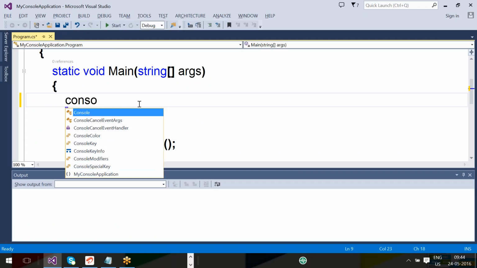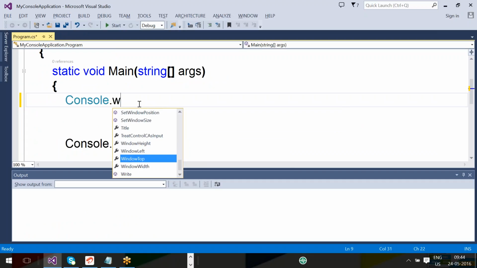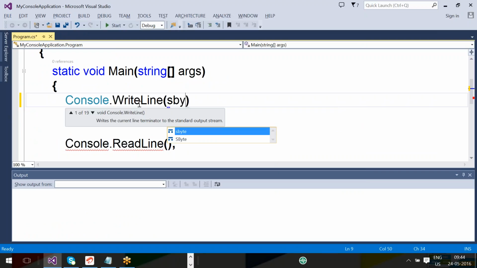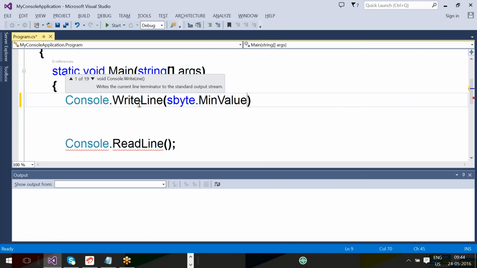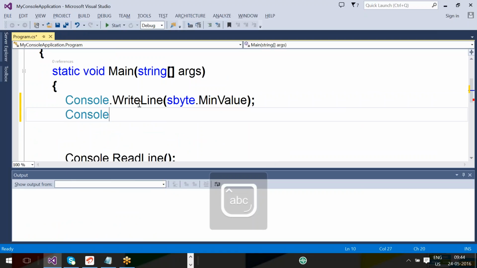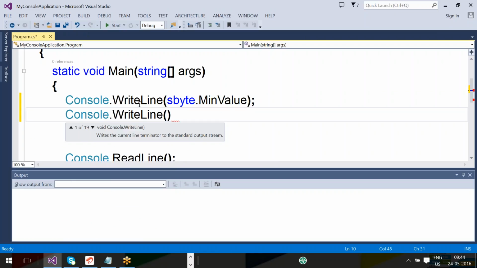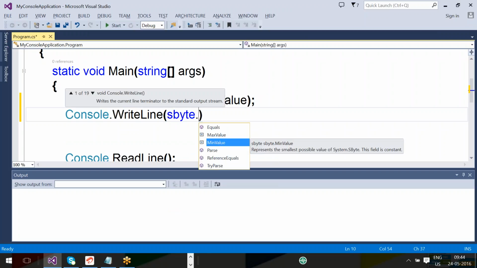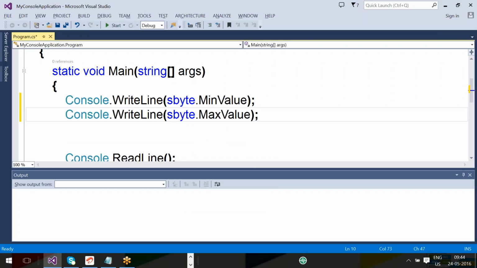How can we check? Console.WriteLine. You can check with SByte dot MinValue and MaxValue. New guys, Console.WriteLine is similar to printf in C language. It will print the given value, max value and min value. Here SByte is your data type. MinValue and MaxValue are predefined constants. MinValue will return the starting range and MaxValue will return the ending range of the given data type. Here the given data type is SByte.